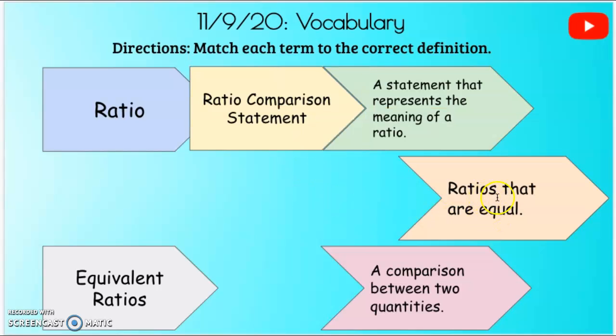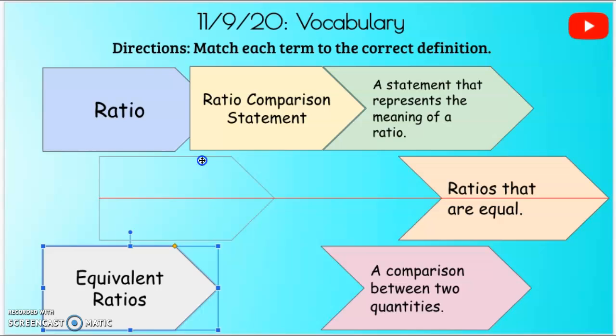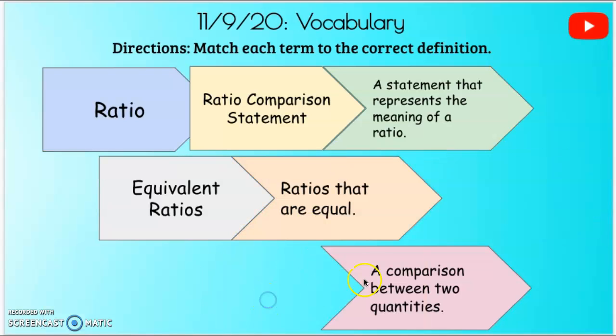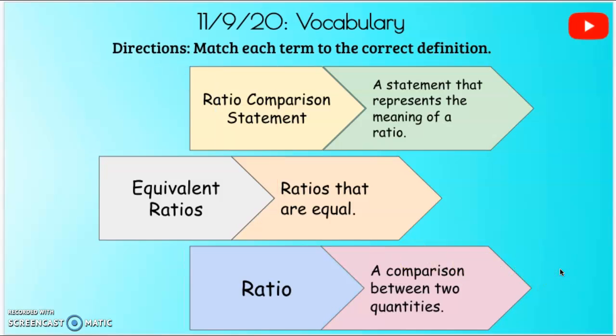All right, now, ratios that are equal. Ooh, this one's a good one. So ratios that are equal are actually going to be equivalent ratios. So equal or equivalent, equivalent ratios. A comparison between two quantities is just our simple ratio here. Our simple ratio. And that's it for your matching today, or your vocabulary. Great job.